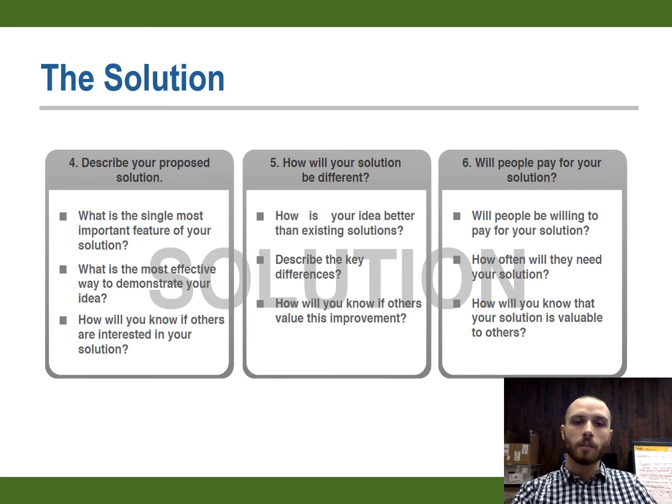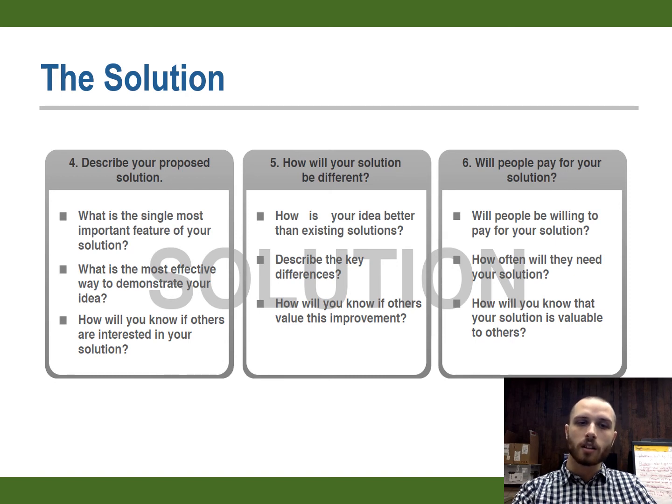The last question in box 4 asks, how will you know if others are interested in your solution? This is a really important question. Starting or expanding a business can take a lot of time, effort, and money. In the coffee shop example, you might have to lease a location, purchase the equipment, and buy inventory. It would be a shame to invest all that time and effort and money only to find out that potential customers are just as happy to brew their own coffee at home or aren't willing to pay for an expensive cup of coffee more than once or twice a month.